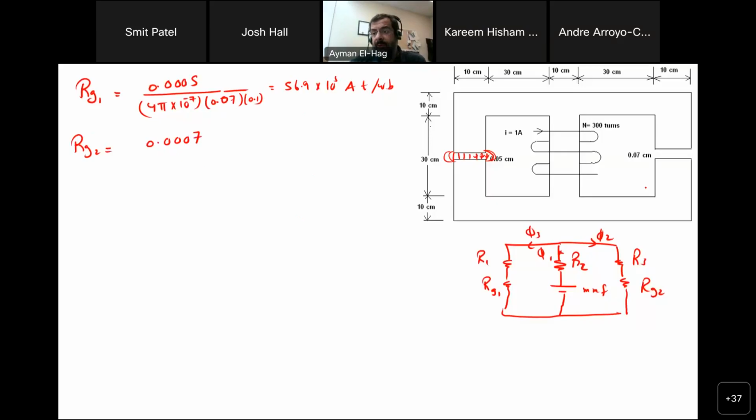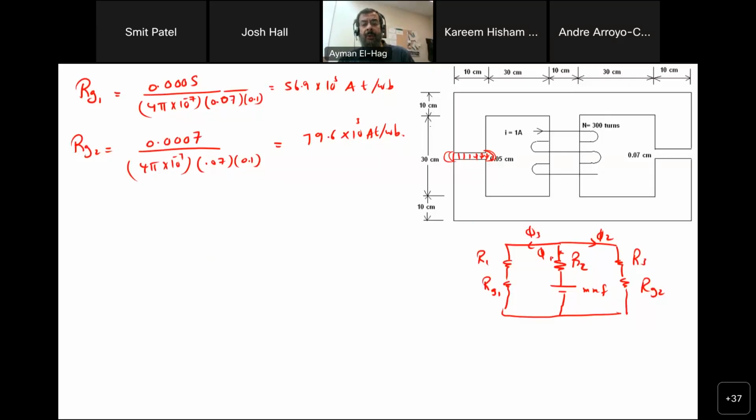That's the only difference. For this reluctance in the air gap, divided by 4 pi times 10 to the minus 7, 0.07 times 0.1, and this will give me 79.6 times 10 to the power 3 ampere-turns per Weber. That's it. Now we already used our knowledge of magnetic circuits to construct the circuit. What is left is basically a circuit, nothing else. Okay, so how to solve it?